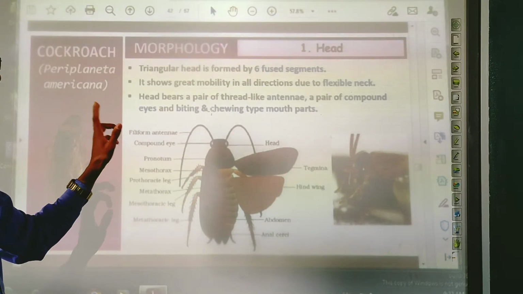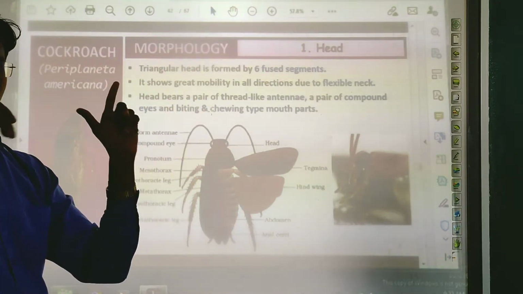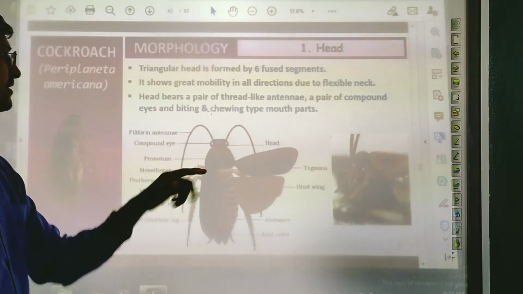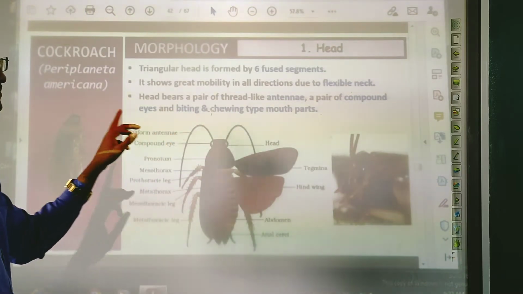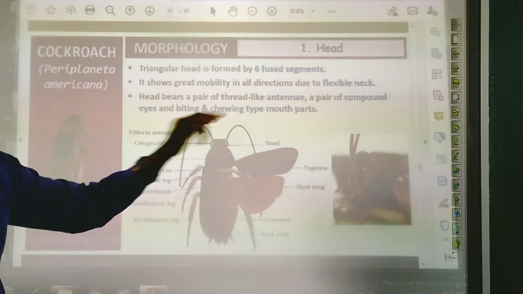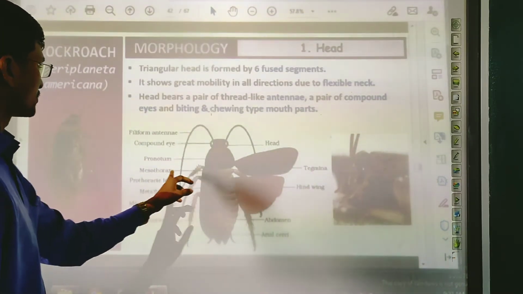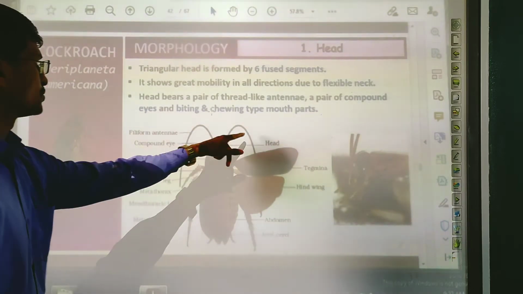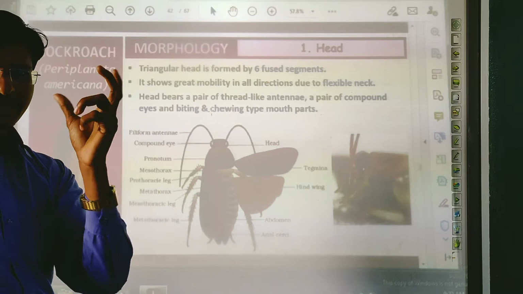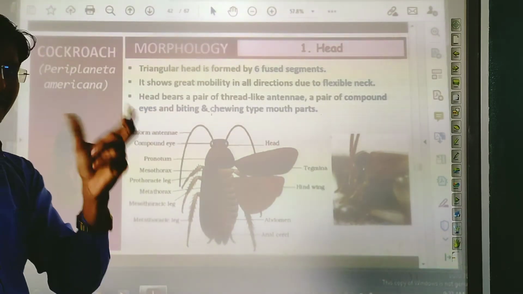And the head bears a pair of thread-like antennae. If you know the head, it has antennae, a pair of compound eyes, and biting and chewing type of mouth parts. So these two are the pair of antennae, and they have compound eyes, so it can rotate its neck also.